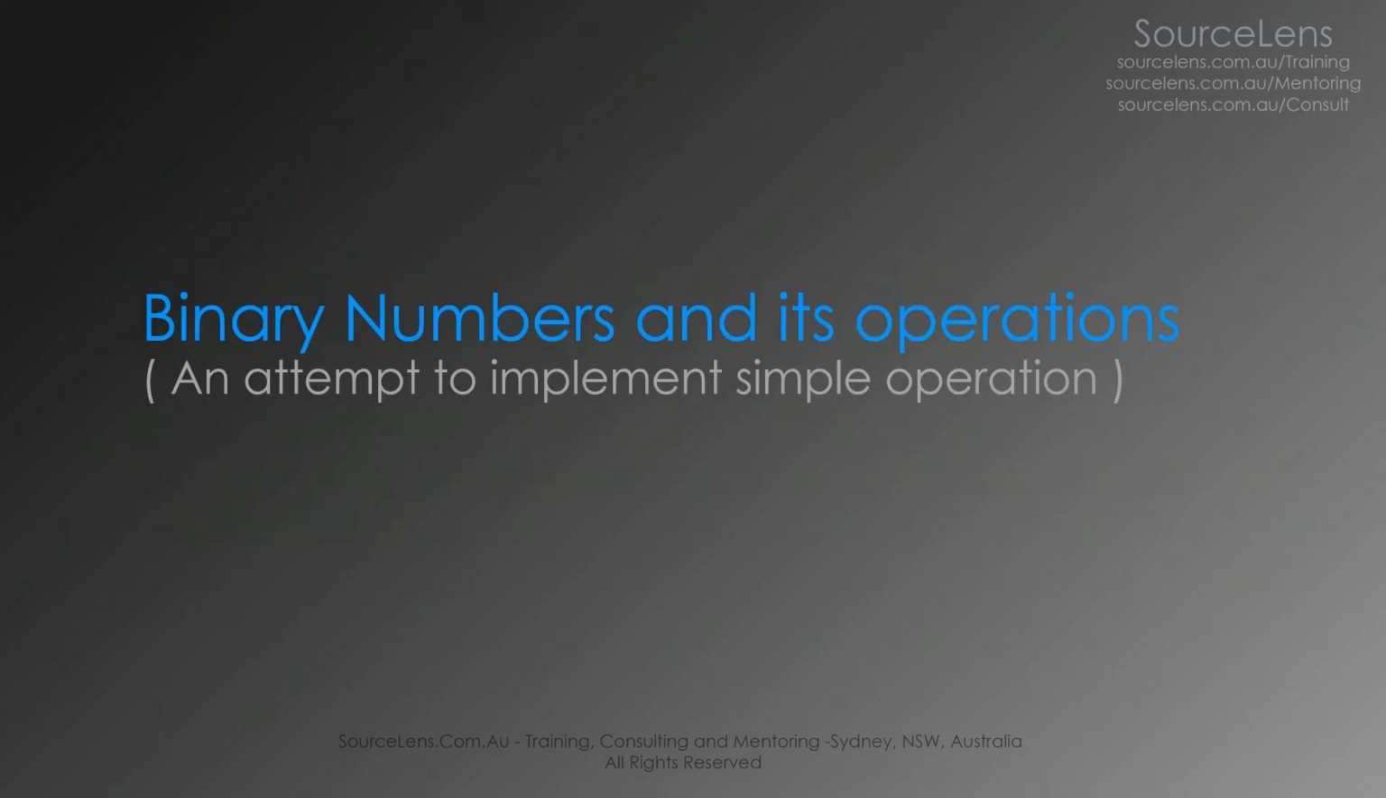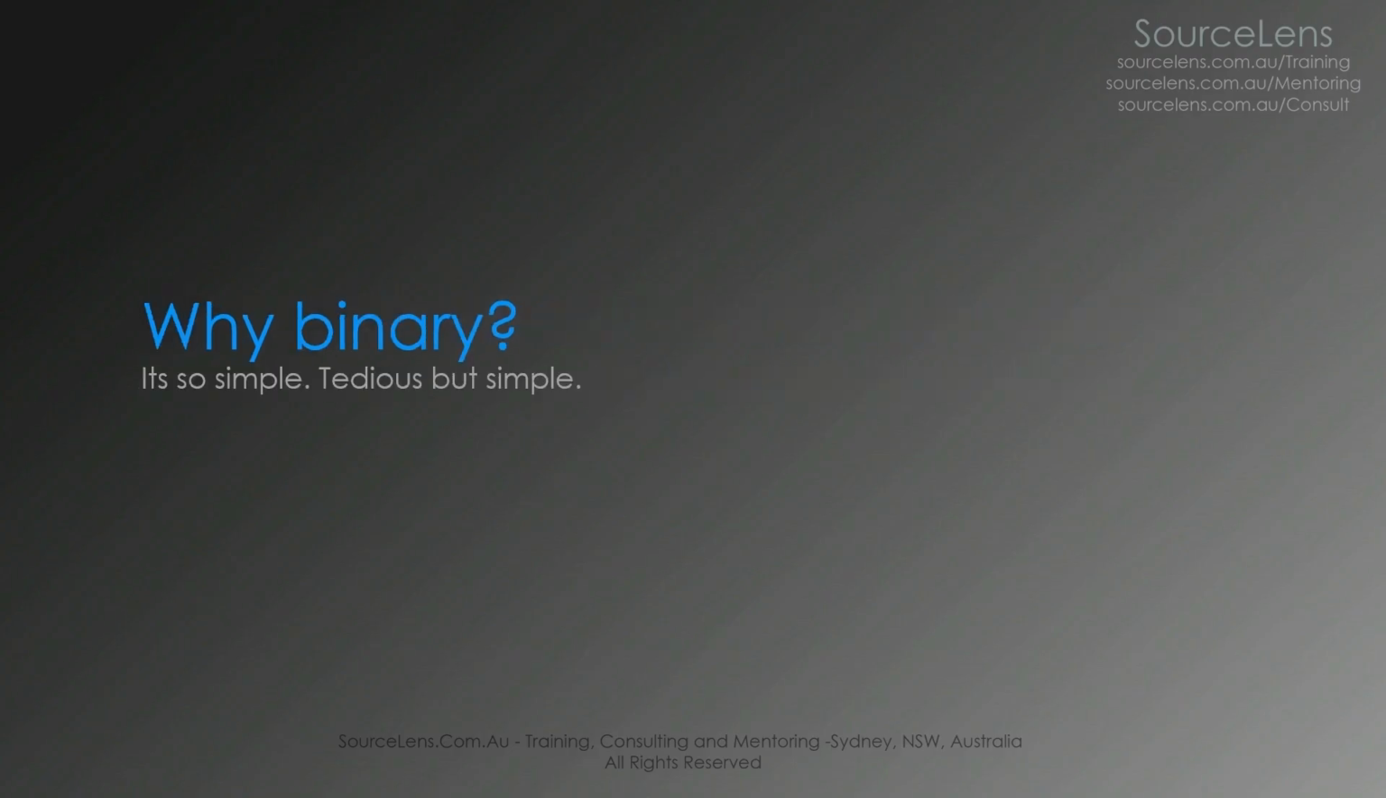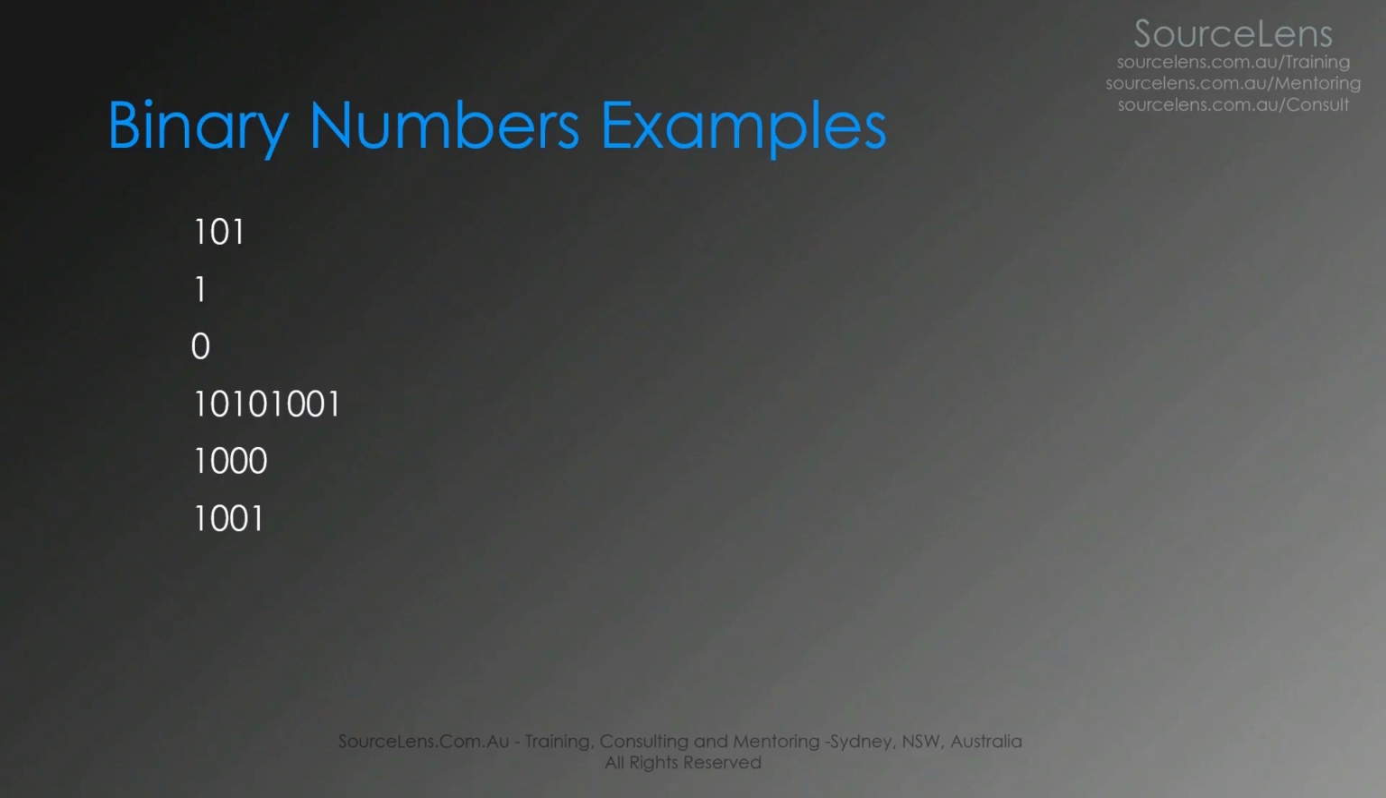So binary numbers and its operations, that's what we're going to see. Why binary? As I mentioned, it's very simple, tedious, but simple. So these are examples of binary numbers. We have seen one example. So these are the other examples. As you can see, there is only 1 or 0. There is no other numbers, only 2 possibilities for a particular position.